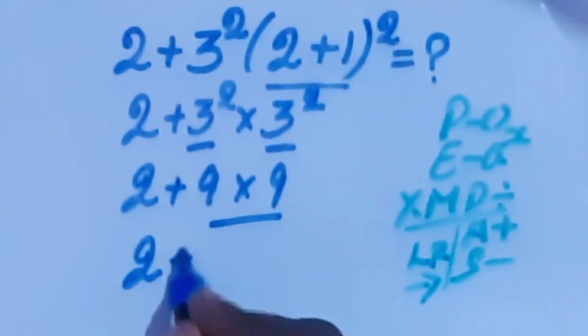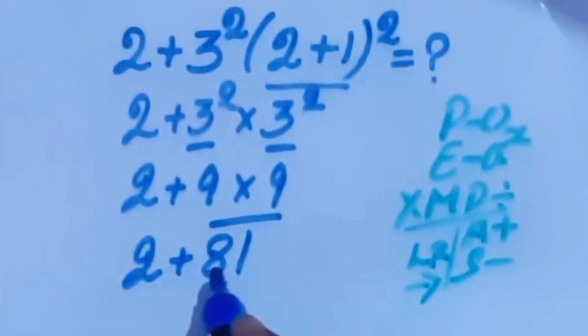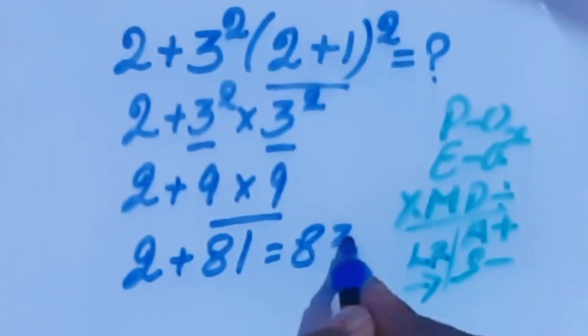Here 2 plus 9 times 9 is 81. Here 2 plus 81 is 83, which is the correct answer.